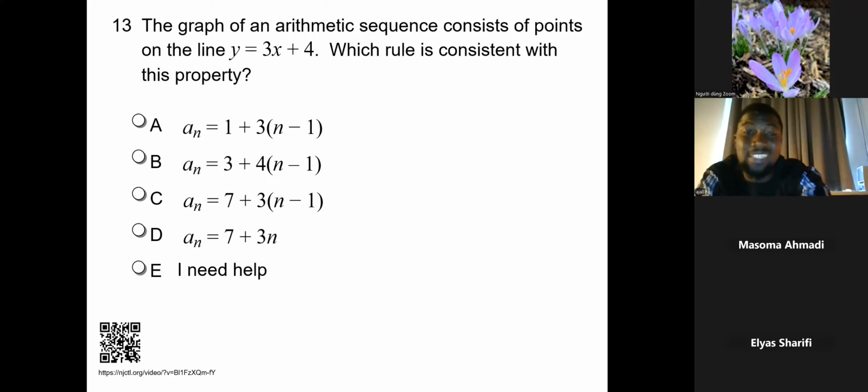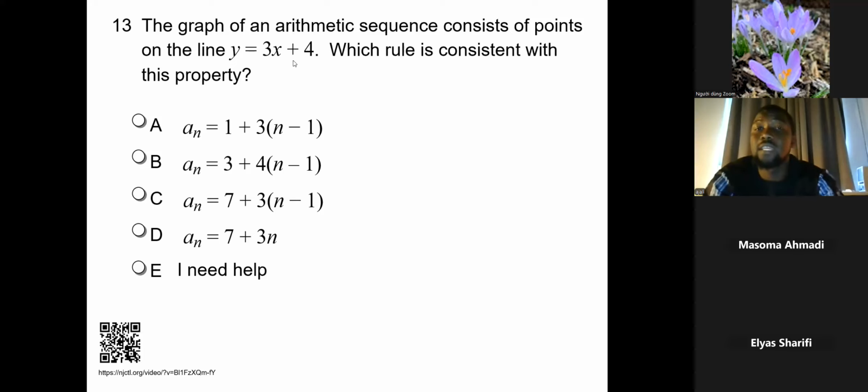That is option C and option D. So what is the correct one is going to be the common difference, which is 3. If you know the common difference, then you can use the formula with n minus 1. It's always n minus 1 times the common difference plus the first term. So the common difference and the first term are here.